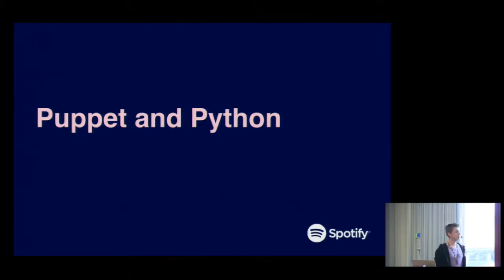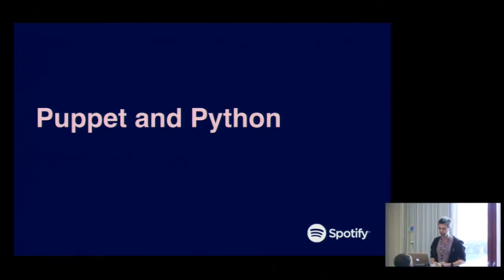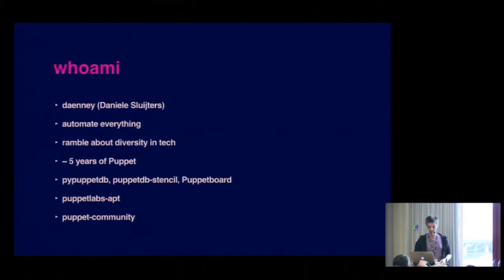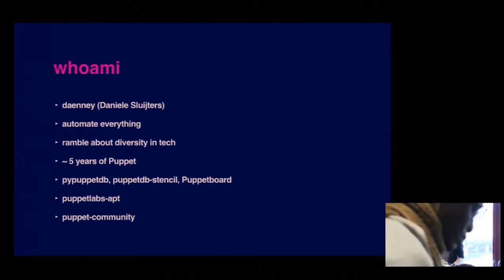So, Puppet in Python, it's a bit of a controversial talk for a lot of people. Puppet being Ruby, Python being Python, people complaining that I'm combining two things that they love and hate in a single talk. So I'm Daniele Sleuters. My name is confusing to most people because they think I'm female because of the E at the end. Guess what? I'm not. Most people know me as Danny because of that on the internet.